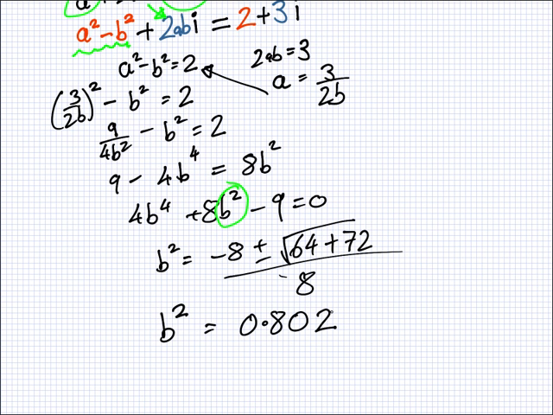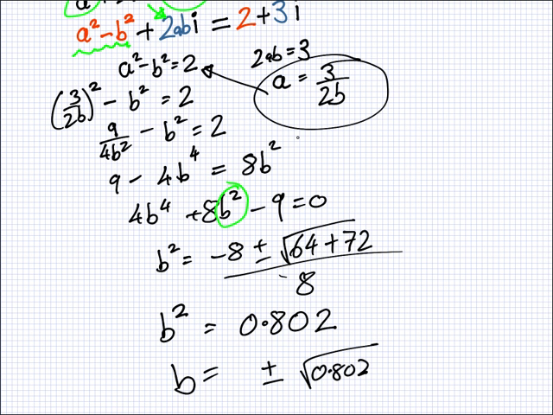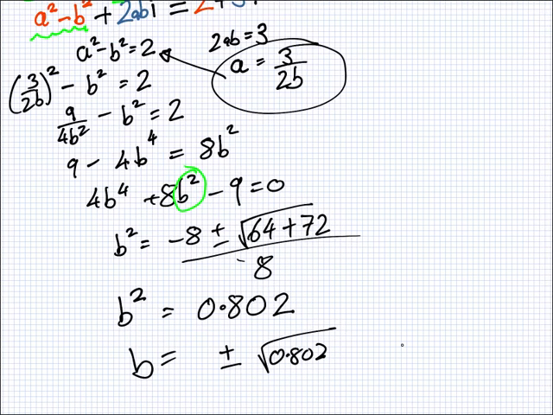And I don't care about that other one, because it's negative and we need it to be positive. Okay. So I have two answers for B. They are plus or minus root 0.802. And then because I have 2 answers for B, I can get 2 answers for A. So A would equal 3 over 2 times B, and then you put these 2 answers in for B.